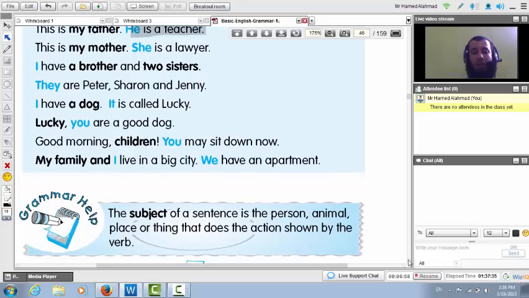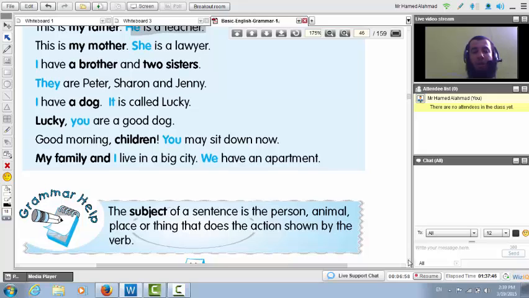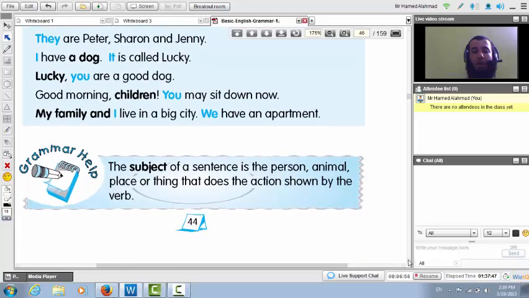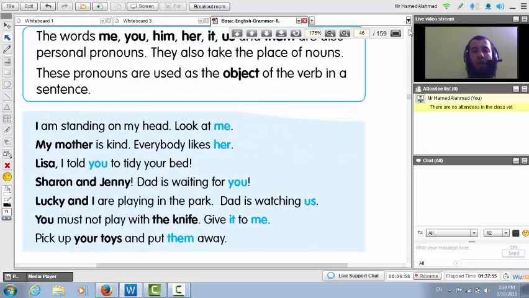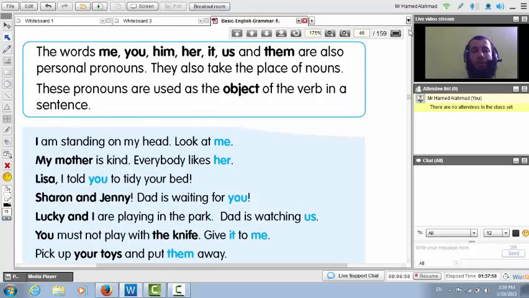The subject, what do you mean by the subject? We said that those pronouns are working as the subject in the sentence. So the subject of a sentence is the person, animal, place, or thing that does the action shown by the verb. We come to object pronouns that we mentioned before.